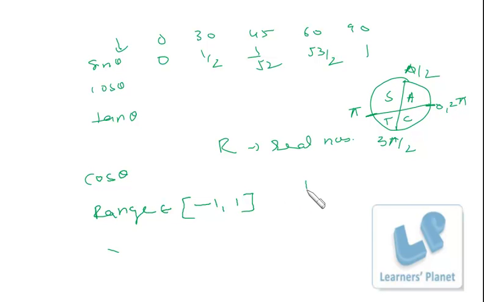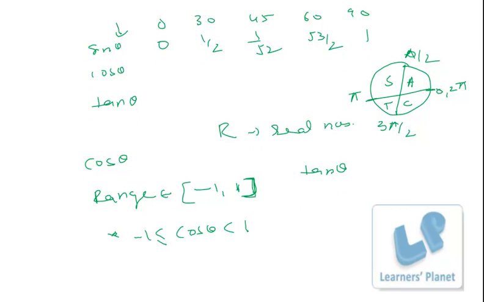And the third one is tan theta. Now for tan theta, the domain is all real numbers except, see what happens in the case of tan theta. Tan 90 degrees is actually infinity, right? Cos 90 is 0. So precisely, tan 90 is what? Sin 90 by cos 90, that is 1 by 0. So that is infinity, that is, we can say not defined, right? So tan 90 is not defined.